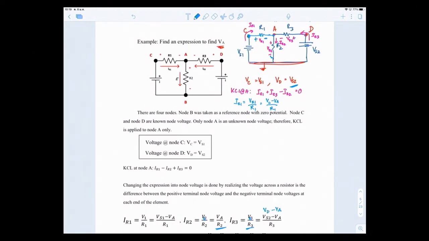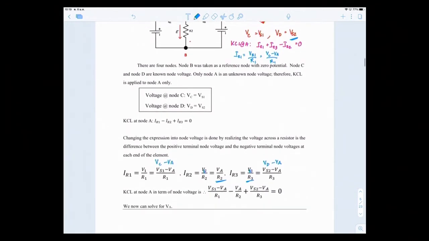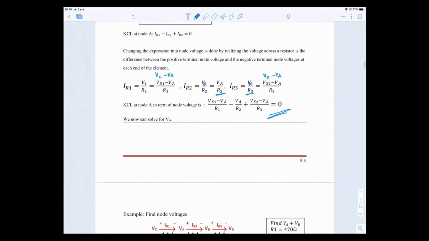VD is VS2, so we can substitute VD equal to VS2. And this one is, of course, VC minus VA, where VC is VS1. So you get your equation at node A in terms of node voltages. Of course, you can put in the values of VS1, VS2, R1, R2, and R3, and you can solve for VA, so you get all the node voltages. So this is the concept of node voltage.